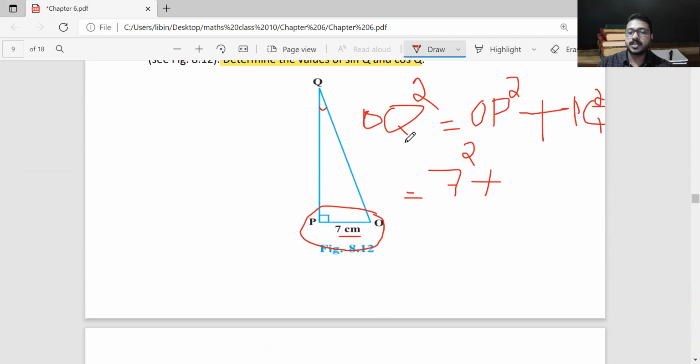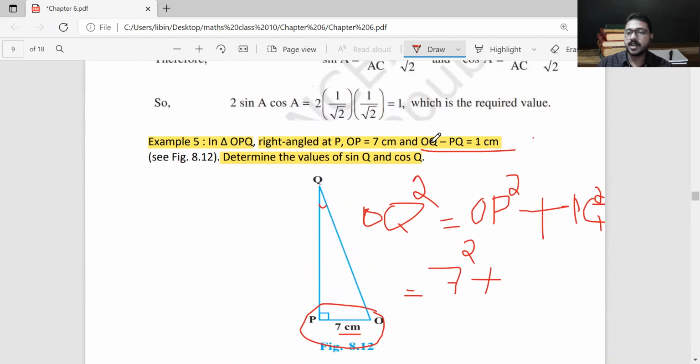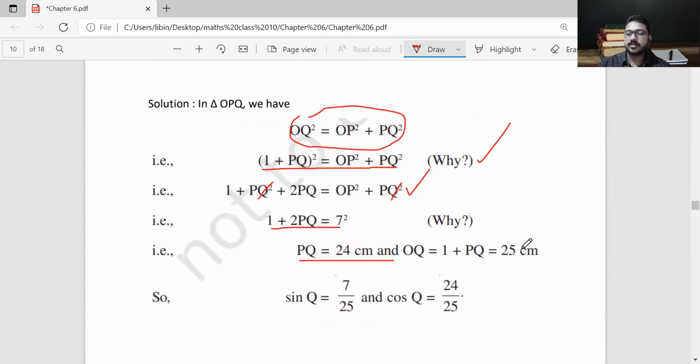So we have found PQ is equal to 24 centimeter. See, we have found PQ as 24 centimeter. Therefore, OQ should be how much? It should be 25.